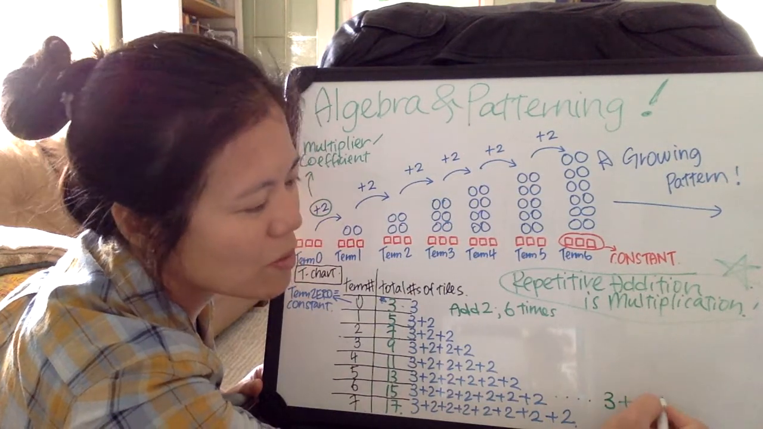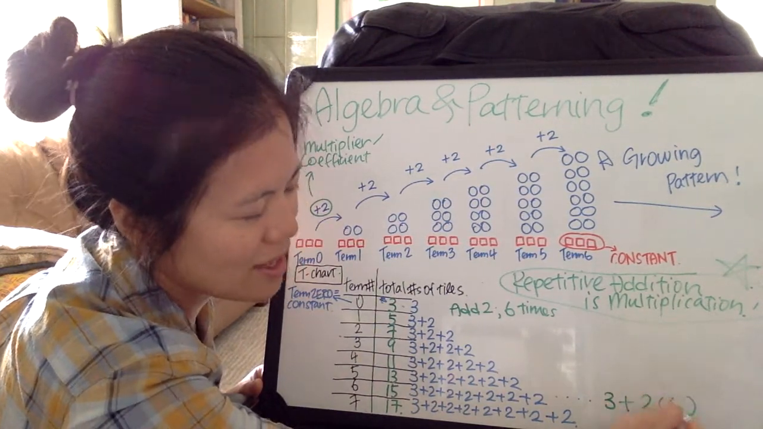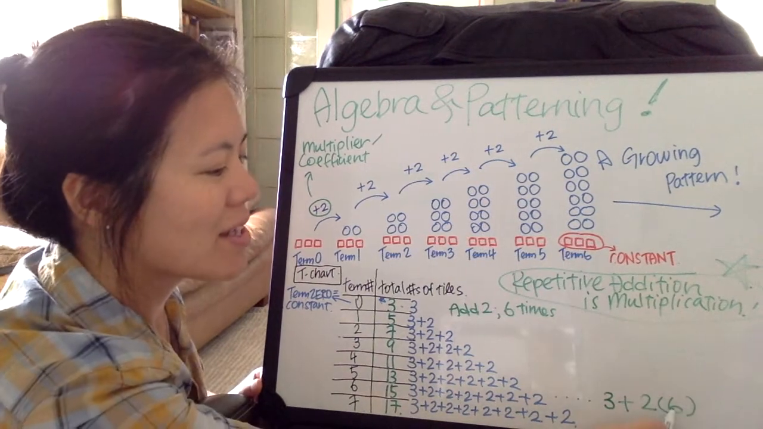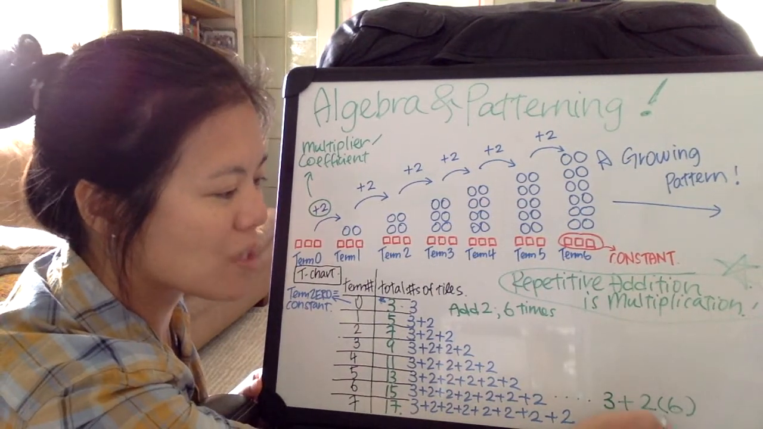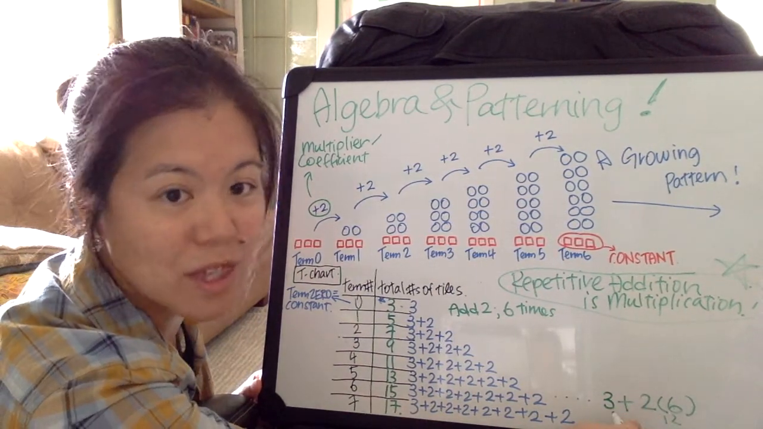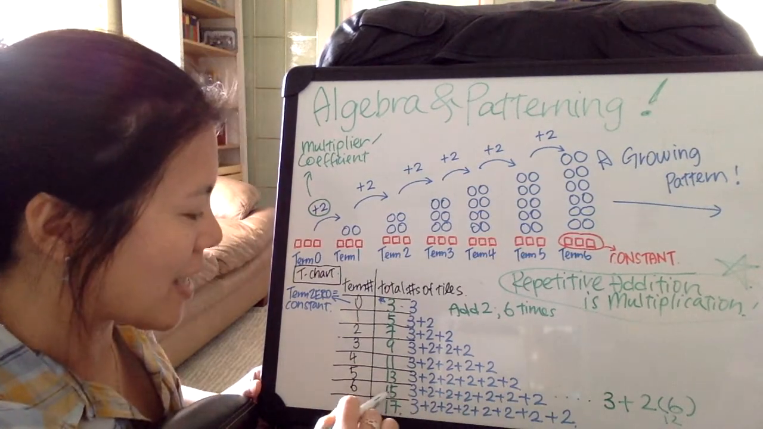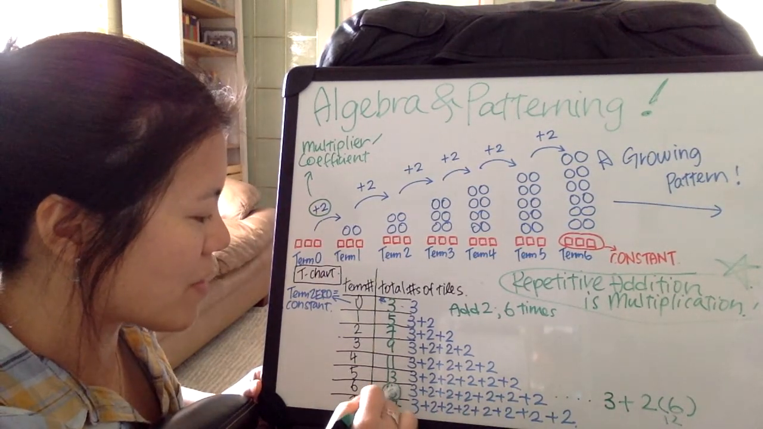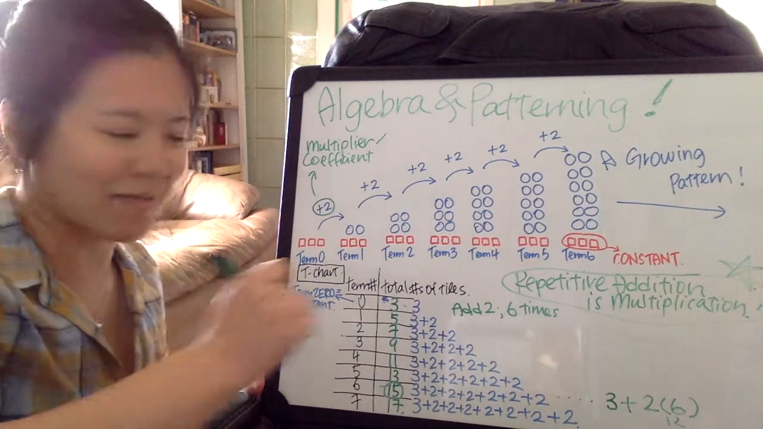So 2 times 6. And let's just verify. 6 times 2, that's 12. 12 plus 3, that's 15. Looking at the total number of tiles for term number 6, it is 15.